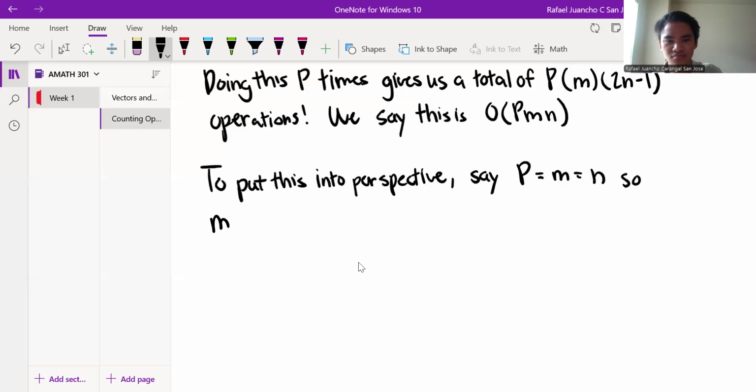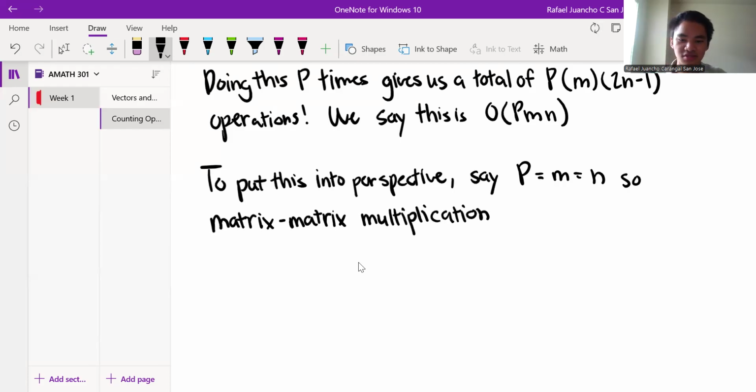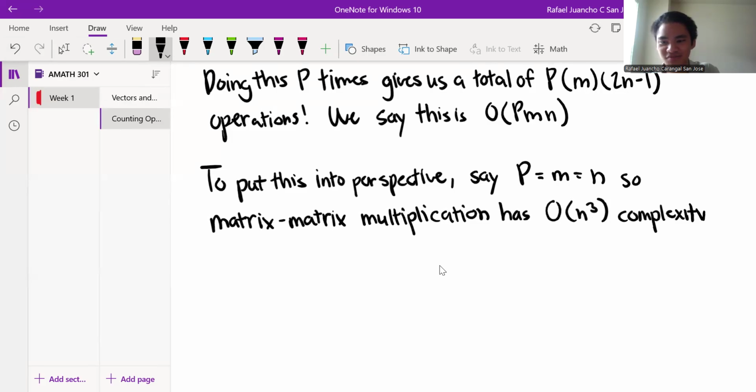So a matrix by matrix multiplication will be O of n times n times n. N times n times n is O of n cubed complexity. So that's really bad in terms of efficiency, right?